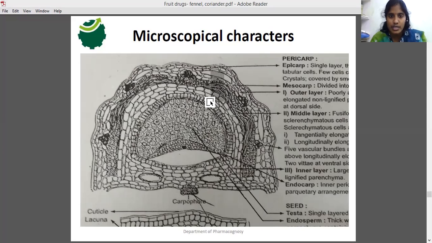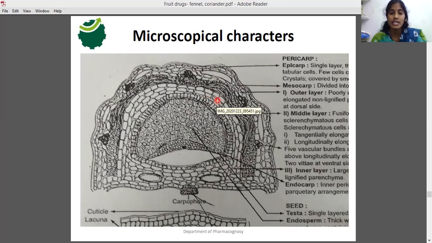From here to here it is the mesocarp. The middle layer is called the mesocarp, and this middle layer is again divided into three layers: outer layer, middle layer, and inner layer. The area above this sclerenchyma strip is called the outer layer, the sclerenchyma strip is called the middle layer, and below this sclerenchyma strip is called the inner layer.